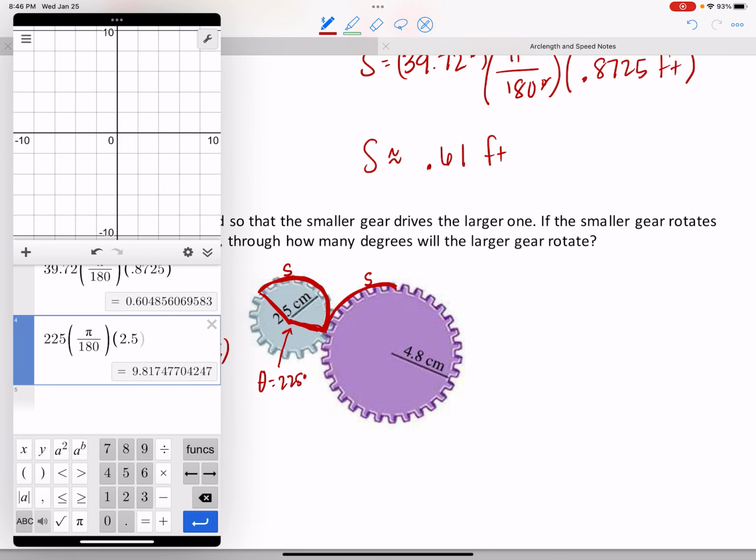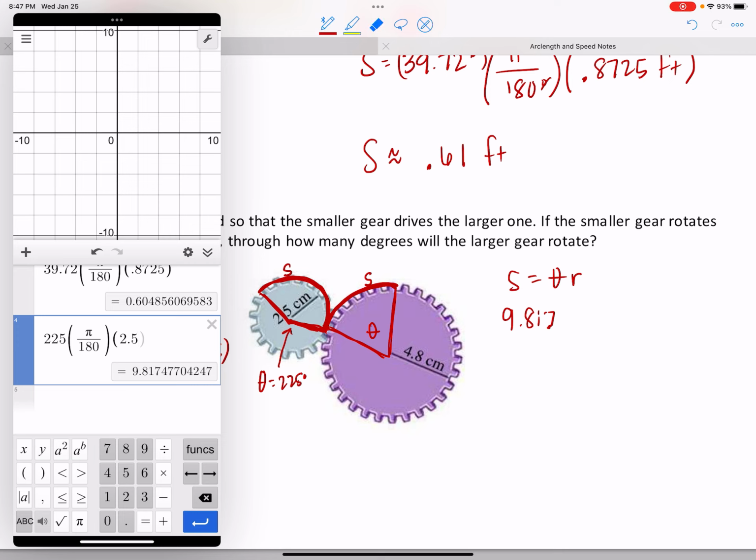So now I know that this gear is going to be covering the same distance because they're linked. Whatever distance the one turns, so does the other. The question is, what angle of rotation is created there? So this time we're looking for theta. So using the same formula, I know the value of the arc length this time is 9.817-ish.